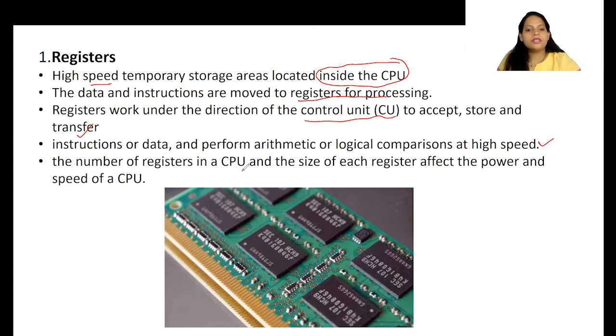The number of registers in the CPU and the size of each register affect the power and the speed of the CPU, which is very obvious, isn't it? If there are more registers available in a certain computer, then obviously the performance of the computer will be high, right? So the size of each register and also the number of registers affect the speed of the CPU. So this is all about our registers.